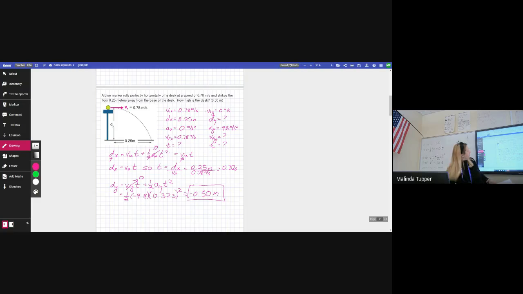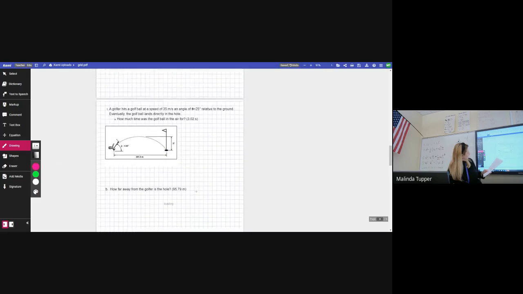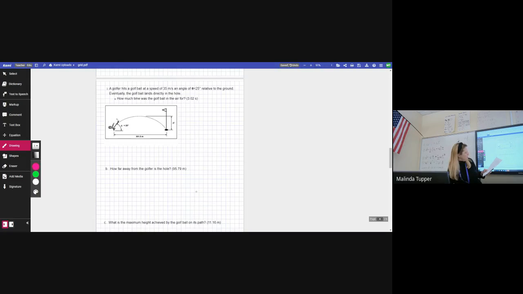Now, number 3 is pretty much the same problem, just with different numbers. So I'm going to skip that one, and instead I'm going to do number 4. I don't know why that says 1. It's number 4.